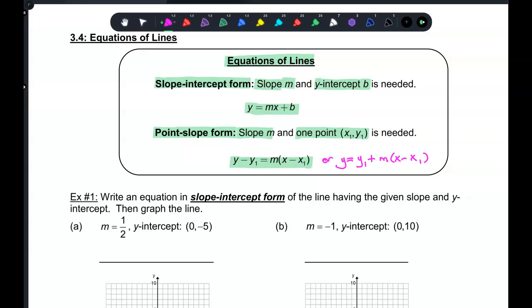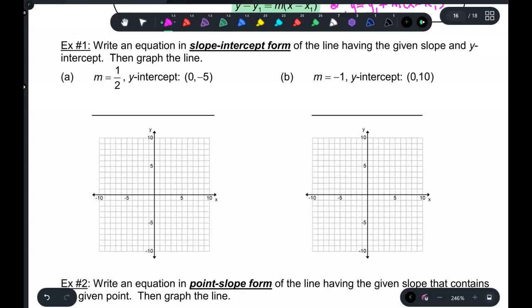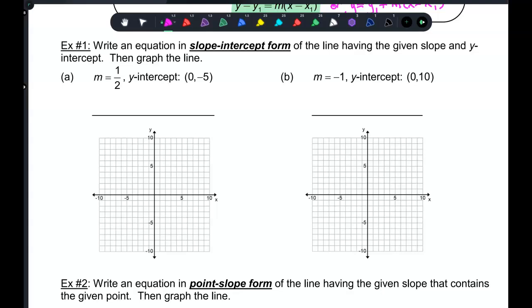All right, let's start with slope-intercept form. That's the first one. There's literally no work to do for these. We have m is a half, the y-intercept is 0, -5. So my equation is y equals 1/2 x minus 5, right? Because b is -5.